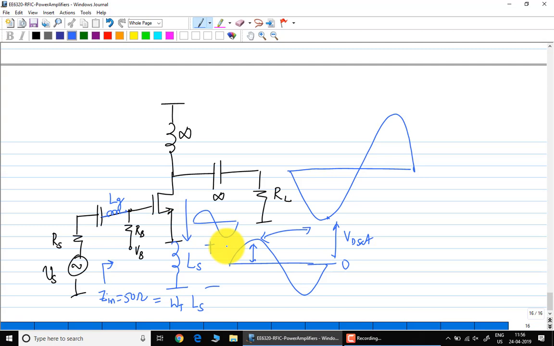What is the number one thing most important? Of course, P out is the number one most important thing for the PA. Number two most important thing is the efficiency. Number three most important thing is the gain, and so on. You can prioritize this in some good fashion, right?